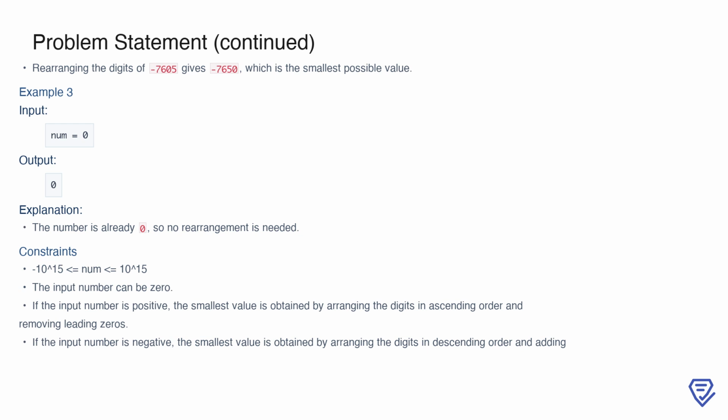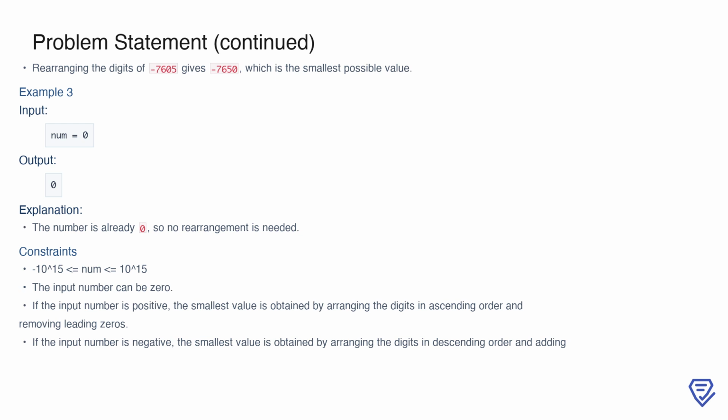In the third example, the input is number equals 0. Since the number is already 0, no rearrangement is needed, and the output remains 0. These examples help demonstrate how the problem handles both positive and negative numbers, as well as 0.